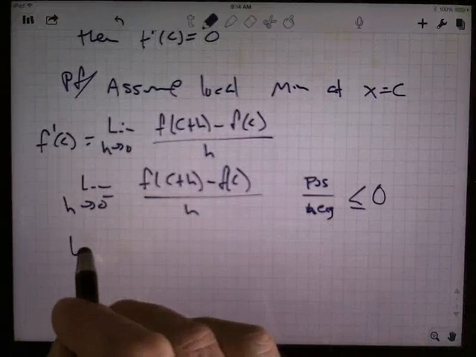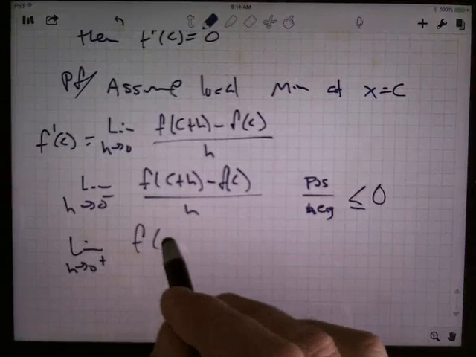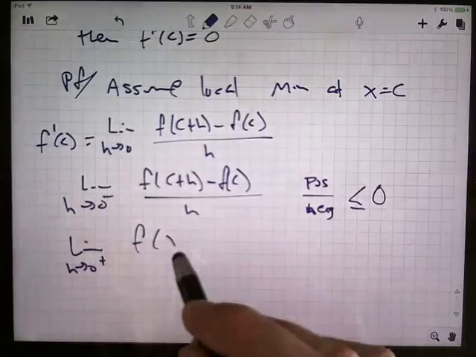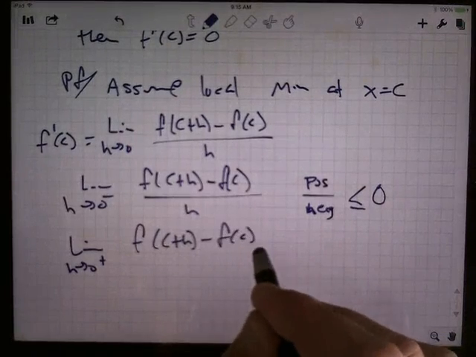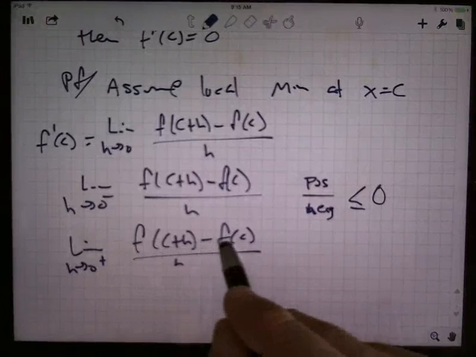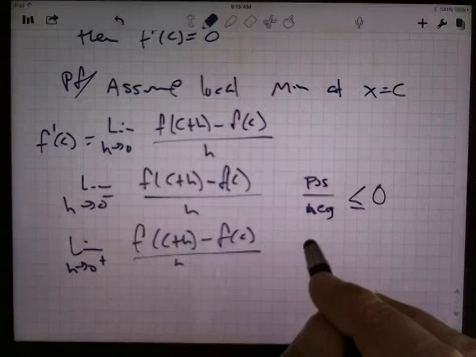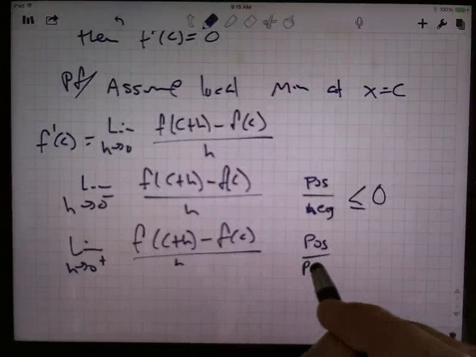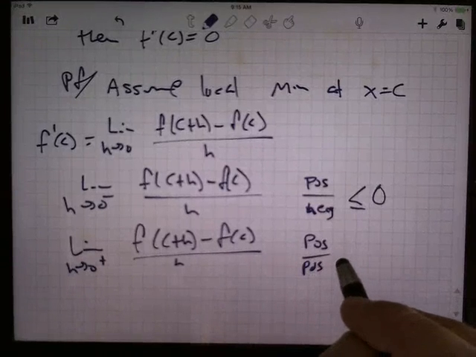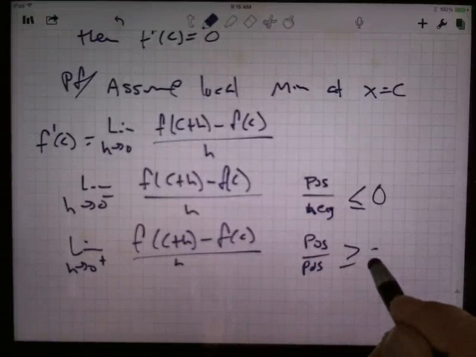On the other hand, if you look at the limit as h goes to 0 from the right, same limit here, f of c plus h minus f of c over h. Well, again, this is still positive because there's a minimum value at c, and so this is going to be still positive on the top. But as I'm approaching 0 from the right now, h is also positive. And so positive divided by positive is going to be bigger than or equal to 0, right?